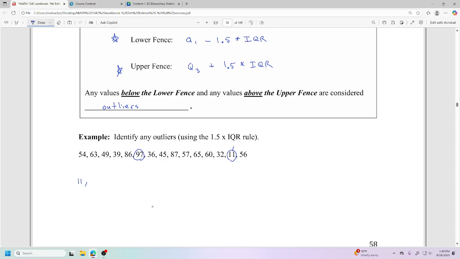Is there a 20? I don't see a 20. Is there a 30? 32? Okay, so I'm going to do 32. 39. 36. Right there, 36, and then the 39. Awesome, awesome. Okay, any 40s?